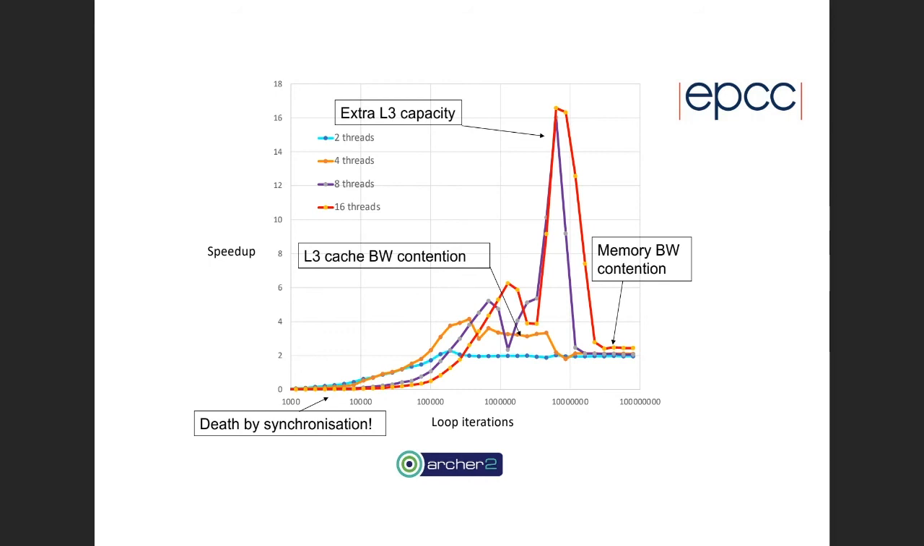Okay, so what can we see from this graph? Well, we can see that for small values of n, we end up with a speed up which is much less than 1. So in other words, the parallel code is significantly slower than the sequential code. And that's just death by synchronization. That's simply the result of the overhead of synchronizing the threads at the end of the parallel region being too big compared with the amount of work.